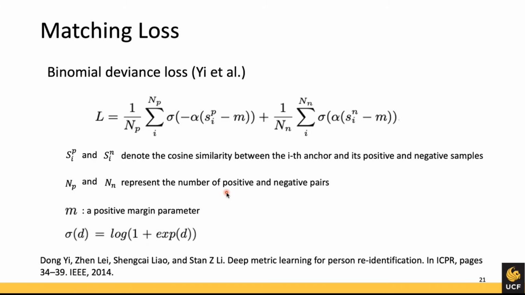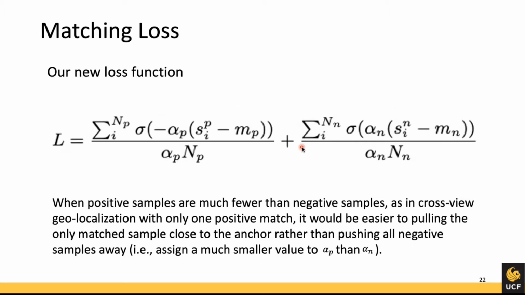And later we got inspired by this binomial deviance loss, which is used for person re-identification. Basically, this has two separate terms for the positive sample and the negative sample. Based on this binomial deviance loss, we made some modifications. We assign different weights for the positive samples and the negative samples. Also, we assign different margins for positive and negative samples. So this gives the model more flexibility based on the negative and positive samples.